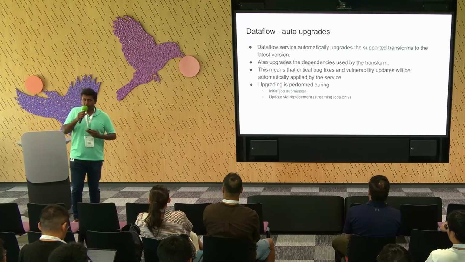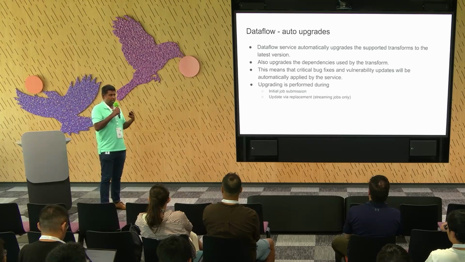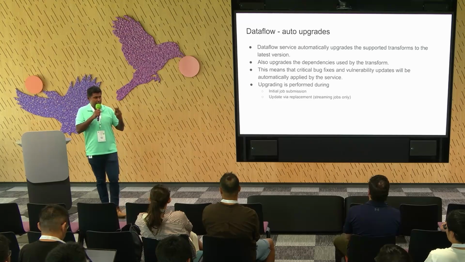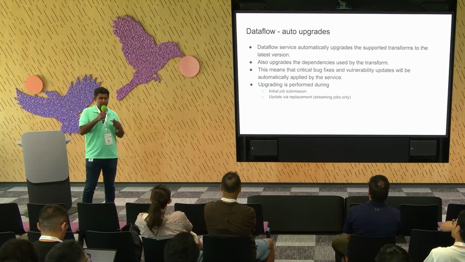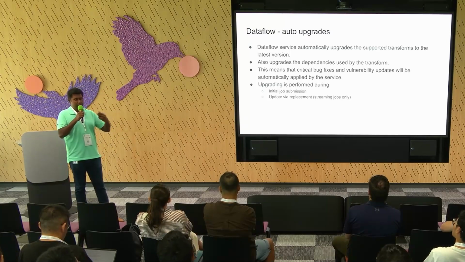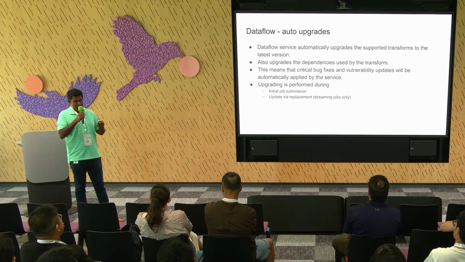When we upgrade, we don't just upgrade the transform, we upgrade all the dependencies needed by the newer version, right? So if there's a vulnerability fix or a new critical bug fix, all of that will be given to you via the service.